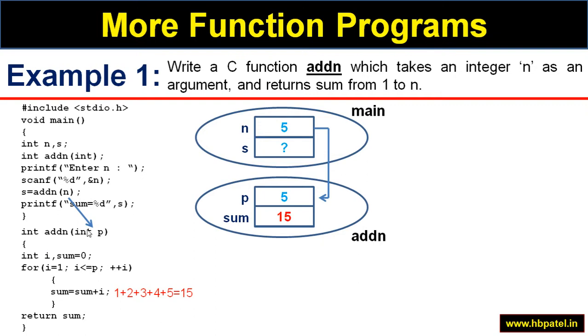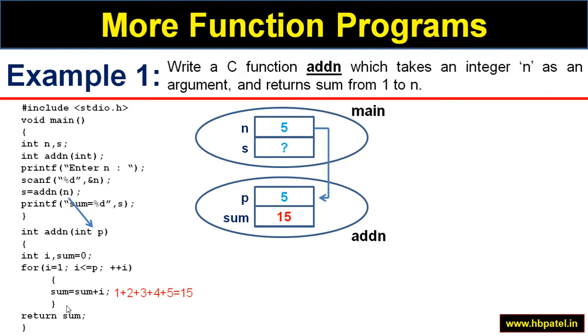Then this is my function definition. The n is copied into p, so p is 5. And then what am I doing over here is a simple thing. For i equal to 1 to 5: i equal to 1, i equal to 2, i equal to 3, i equal to 4, i equal to 5. So I am adding all those i's. So 1 plus 2 plus 3 plus 4 plus 5 is 15, and the value of sum is 15.